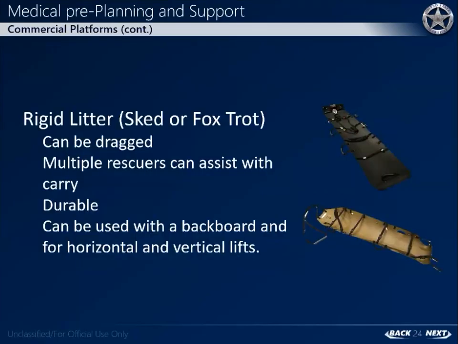The rigid litter is used to move a patient over uneven terrain, and some models can be utilized in hoist or air evacuations. They provide increased protection to the patient while being dragged or carried. Some can also be used with a backboard if appropriate.